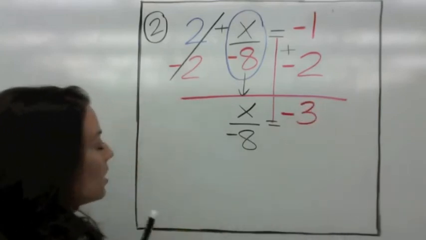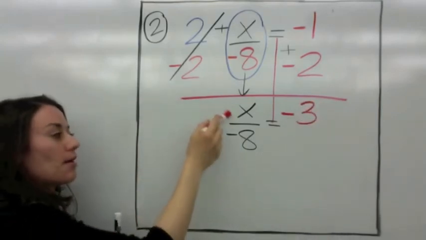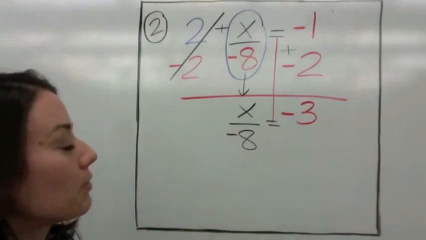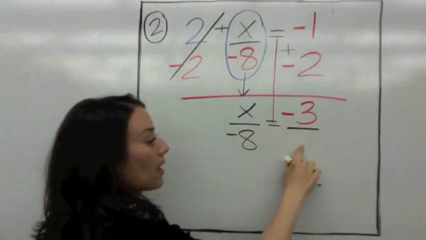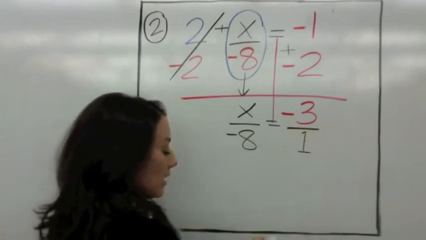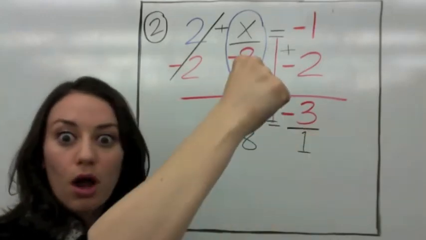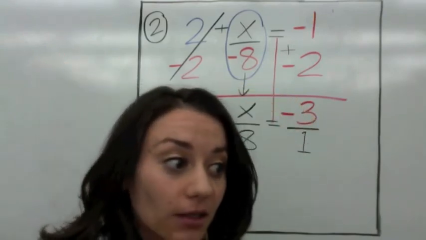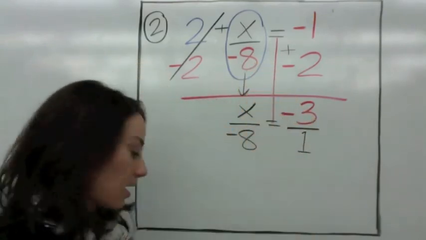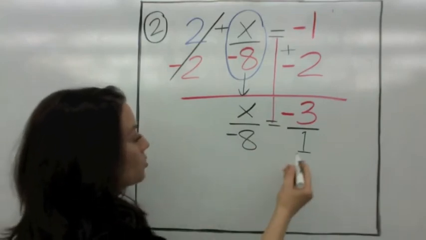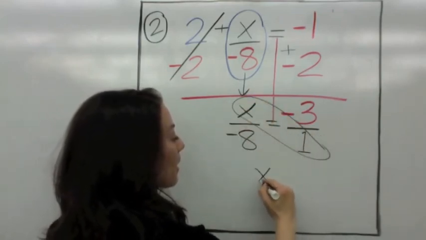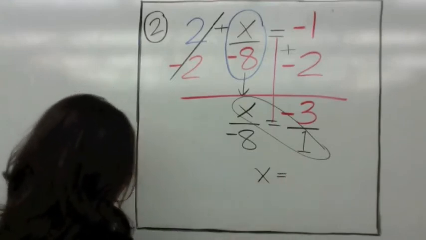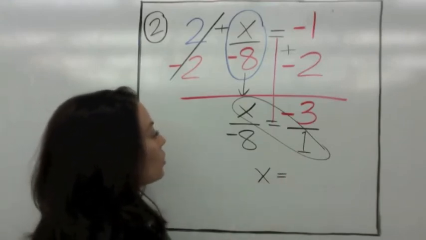To solve for x, because this is saying what number divided by negative 8 would give you negative 3, you have to make negative 3 a fraction. What do you put right here? You put a number 1. Now you can cross multiply. So we're going to do x times 1. X times 1 is x, it's just itself.